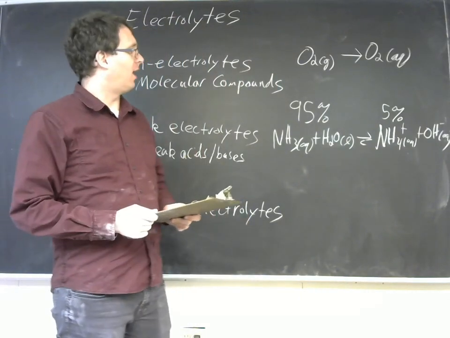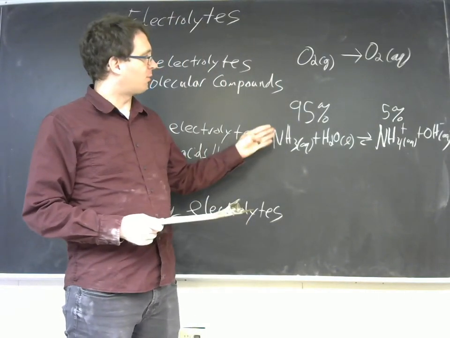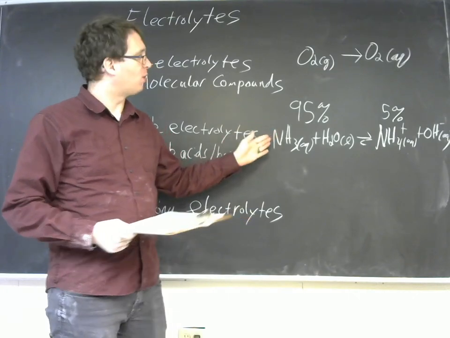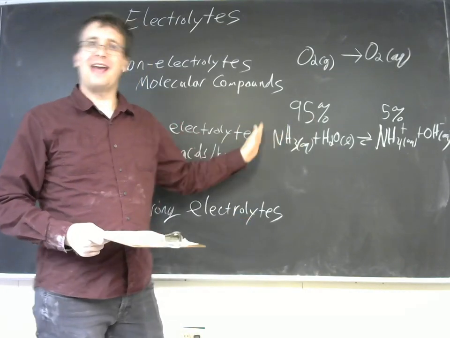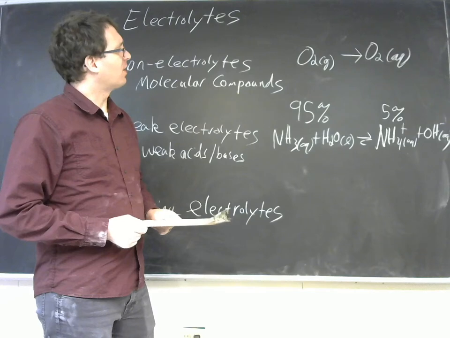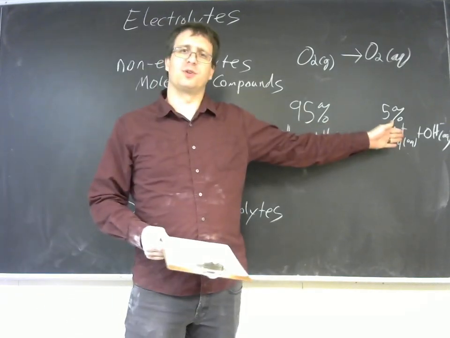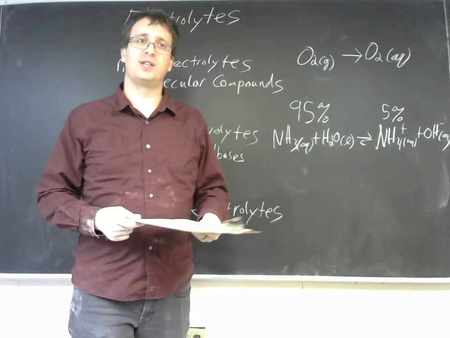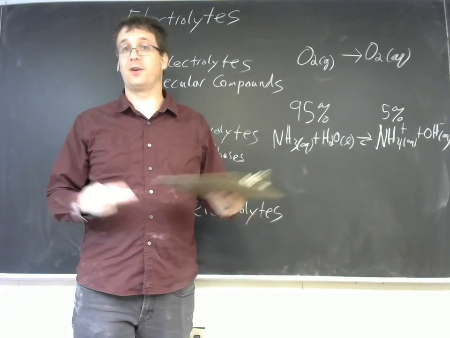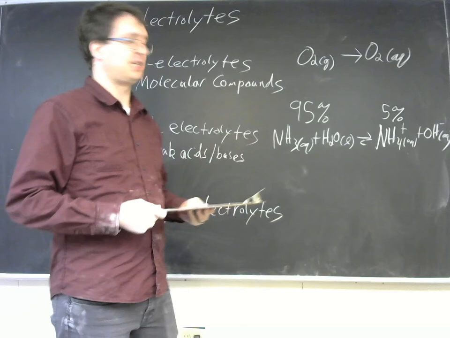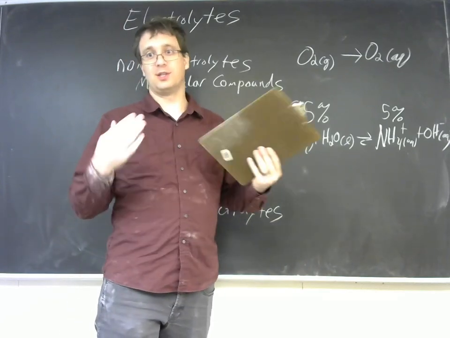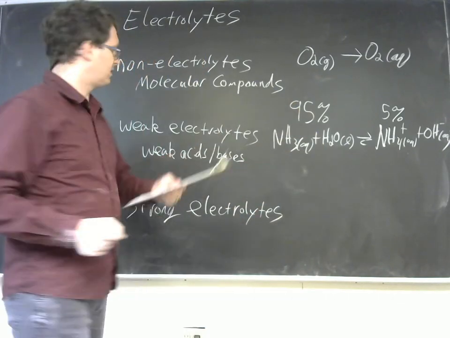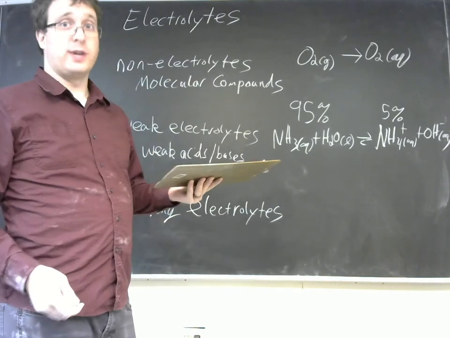Weak acids and weak bases will really be strongly reactant favored, and so there's not very many ions produced. So a solution of ammonia will conduct electricity, but it won't do that very well. It will offer substantial resistance to electricity flowing. Weak acids and weak bases are the weak electrolytes.